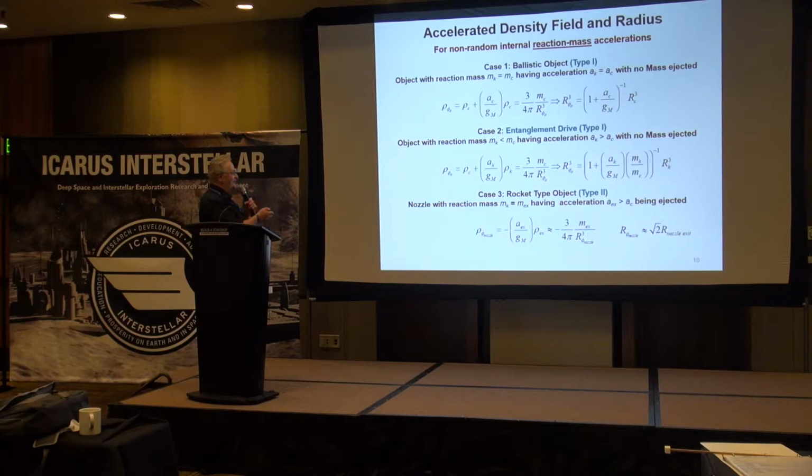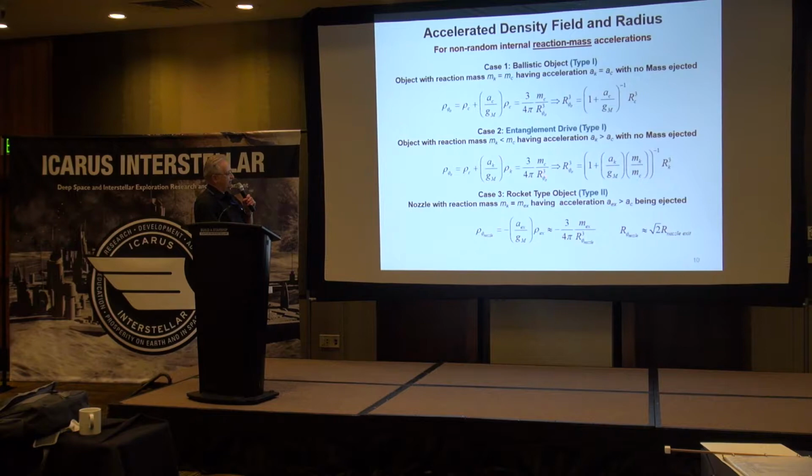So the entanglement drive that I'm calling here is an object with the reaction mass, m sub k, less than the total mass of the object. And this reaction mass has an acceleration, a sub k, that's greater than the acceleration of the object. And there's no mass ejection. So the density of the density field then becomes the density of the object, the ratio of the acceleration of the reaction mass to the gravity times the density of that reaction mass, and your density equation again, so you can figure R in this equation for R.